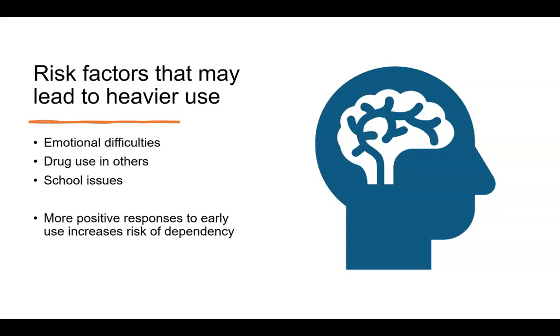Now, there are some different risk factors that we know will lead to a greater likelihood of heavy use. And those include a few of the following. This includes things like emotional problems, particularly with family members, heavy drug use in your family or by your peers, not liking school, poor school performance, and a very early age of first use of marijuana.